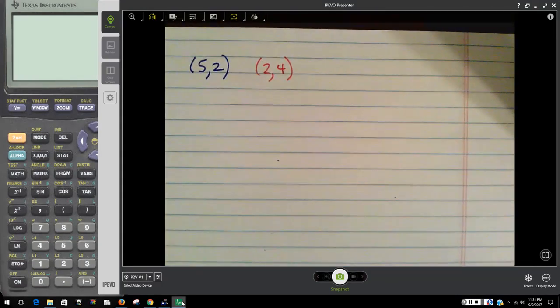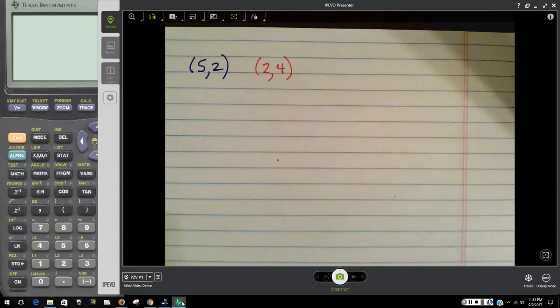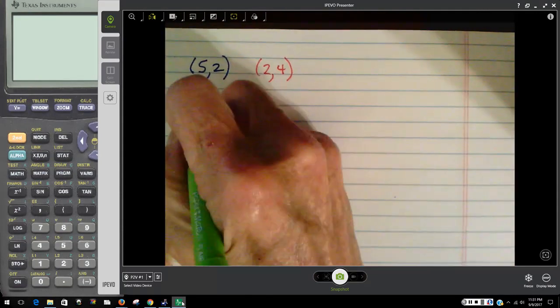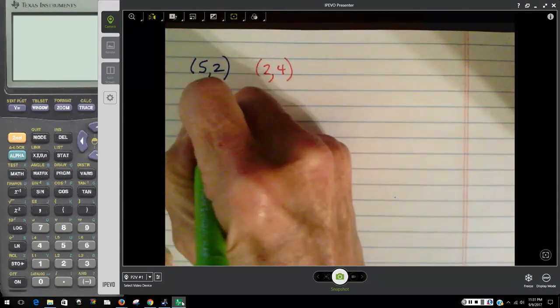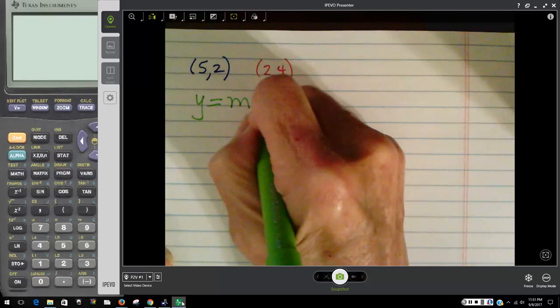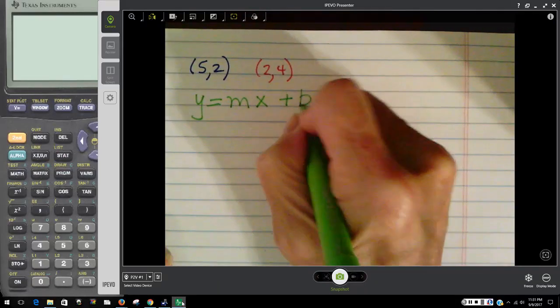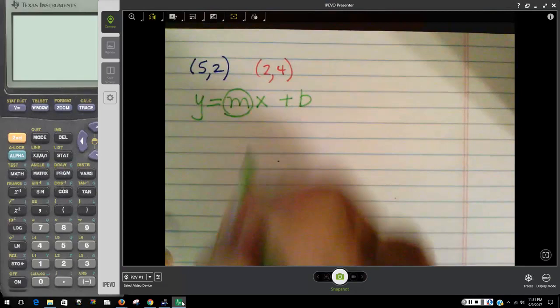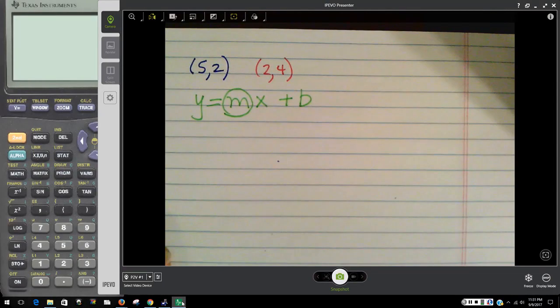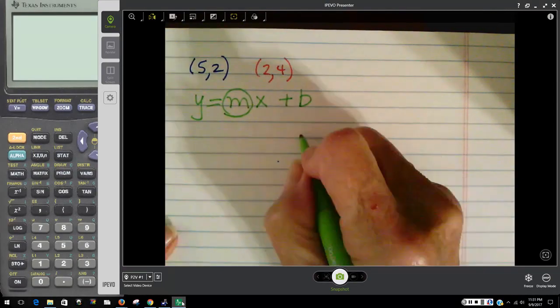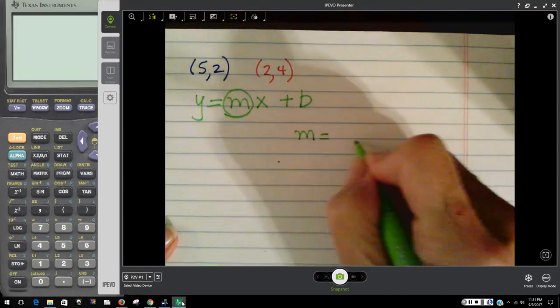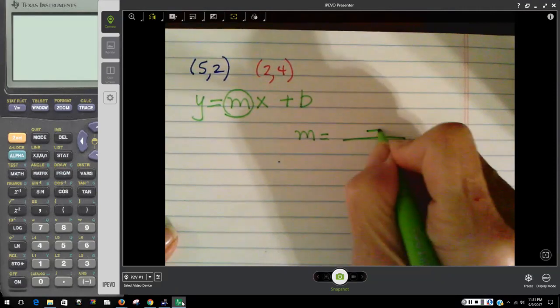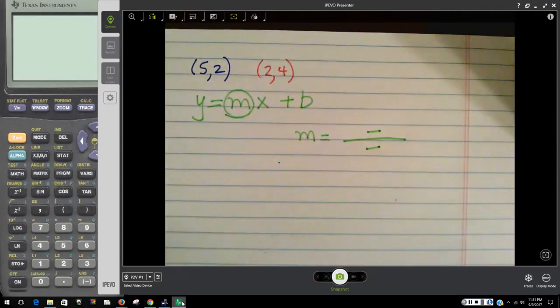So, here's what we know about the equation of lines. We know the equation of a straight line is y equals m times x plus b. So that tells me the first thing I need to find is the slope. I can find the slope with 2 points. It's the difference in the y's divided by the difference in the x's.